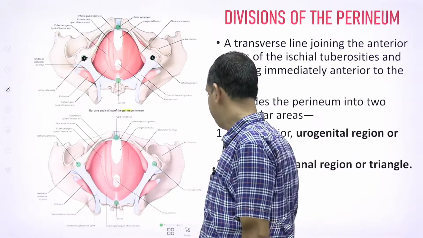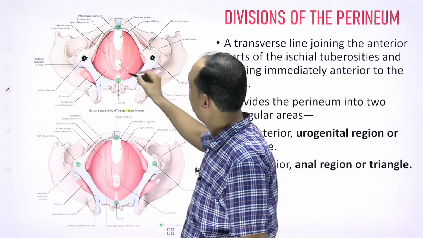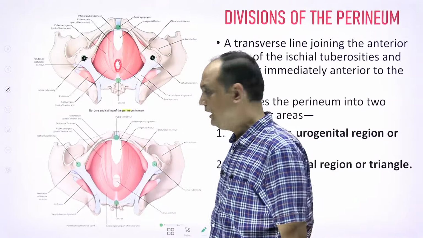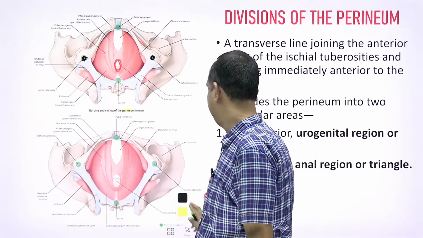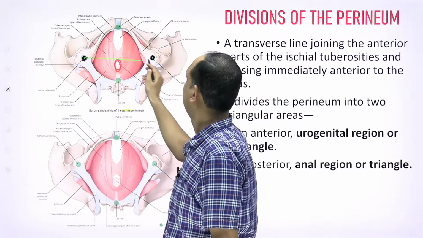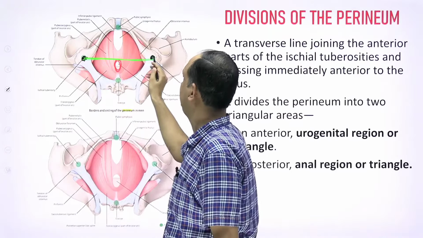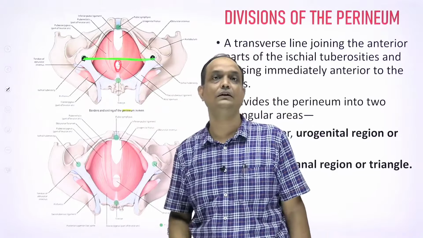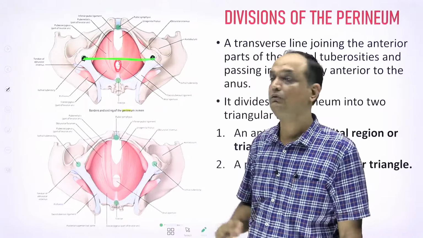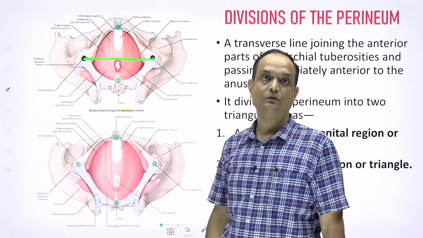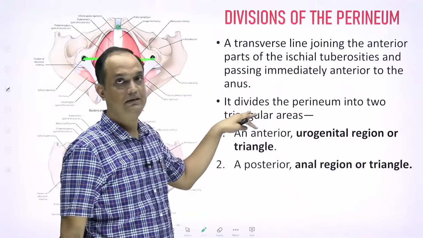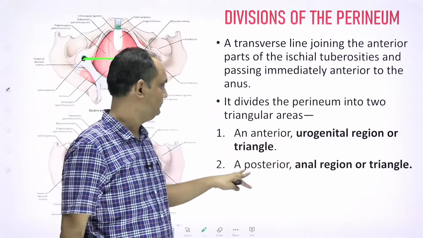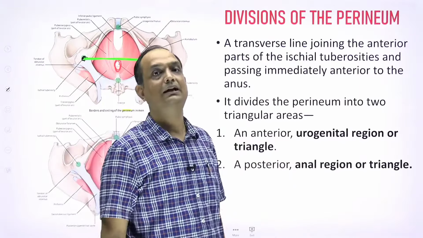Now here in this image you can see where the anal opening is. So this is your anal opening. Clear? Now if you draw this line, which passes just anterior to the anal opening, it divides this whole inferior part, the pelvic outlet, into two triangles. So what is the division? The anteriorly placed one is known as the urogenital triangle, and the posteriorly placed one is known as the anal triangle.